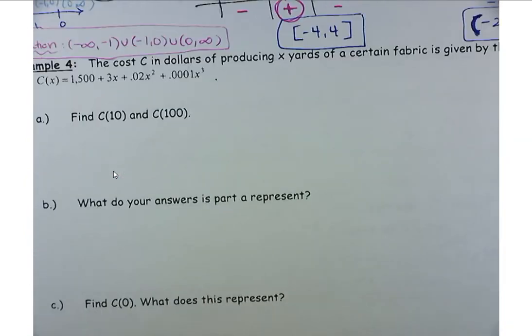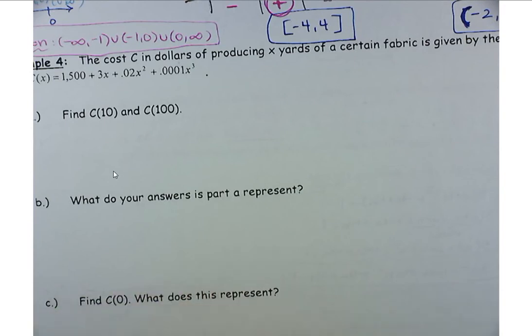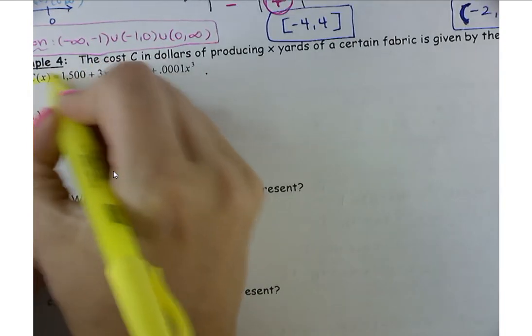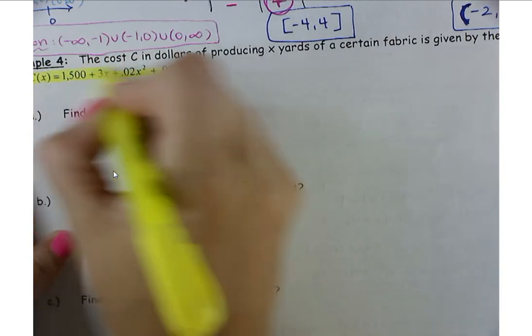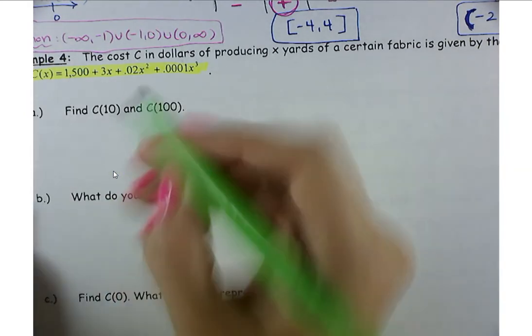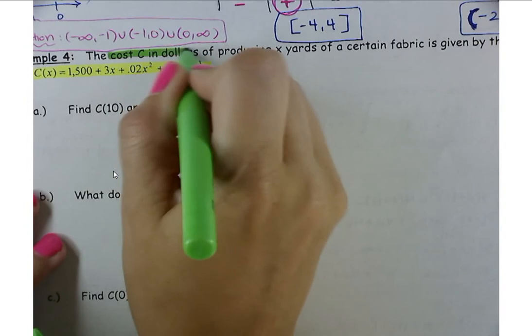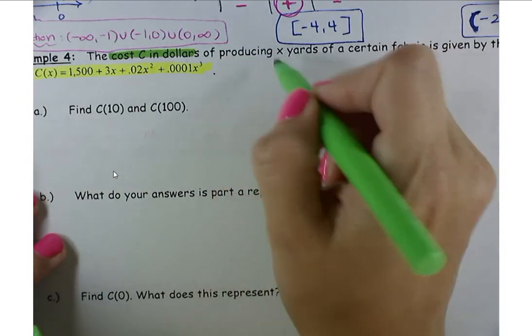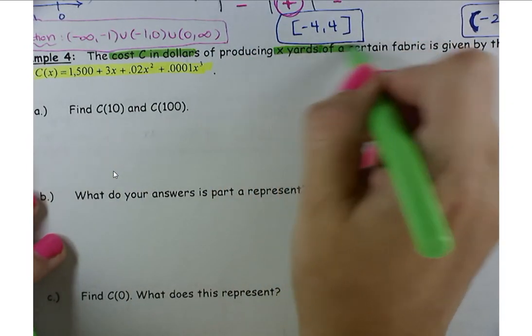All right, then the last thing we're going to do today is a story problem. The cost C in dollars of producing X yards of a certain fabric is given by the equation. So yeah, we definitely have to know what the equation is. That'll be important. But it's also important to know what our variables are representing. Okay, so we know that the cost, C is in dollars, and that's of producing X yards of a certain fabric.